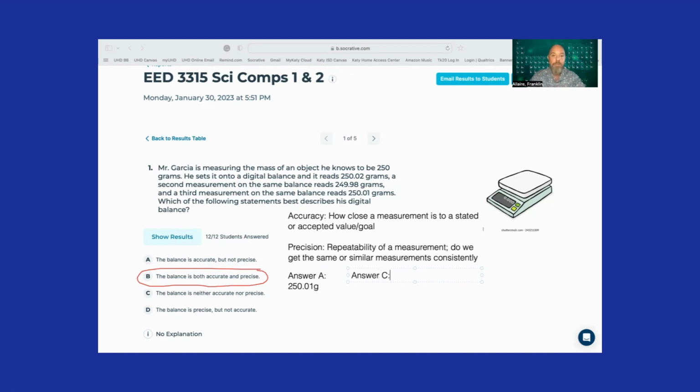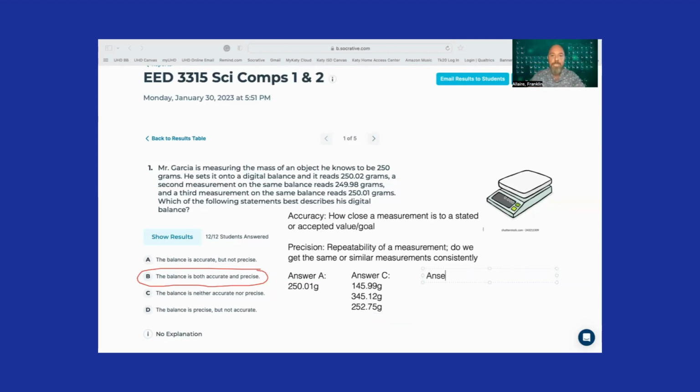If we're looking at answer C, the balance is neither accurate nor precise. That would mean that the values are all over the place. So maybe we measure it and we get 149.99 grams, we get 345.12 grams, and we get 252.75 grams. So not only are these values not anywhere close to that 250 grams, they're not accurate by any way, shape, or form, but they're not precise because these values aren't repeated over and over again. We're all over the place with these values.